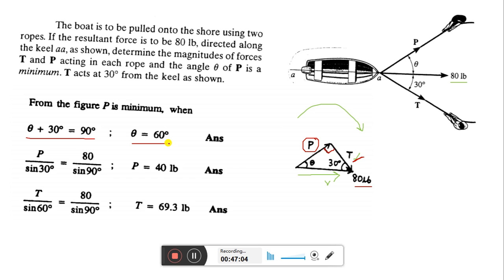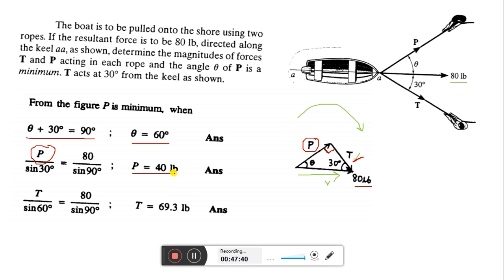Now once you have this value, you can apply triangle law. After applying triangle law, P by sine 30 degree is equal to 80 by sine 90 degree. In this equation only P is unknown, so you can calculate P, that is 40 pound.